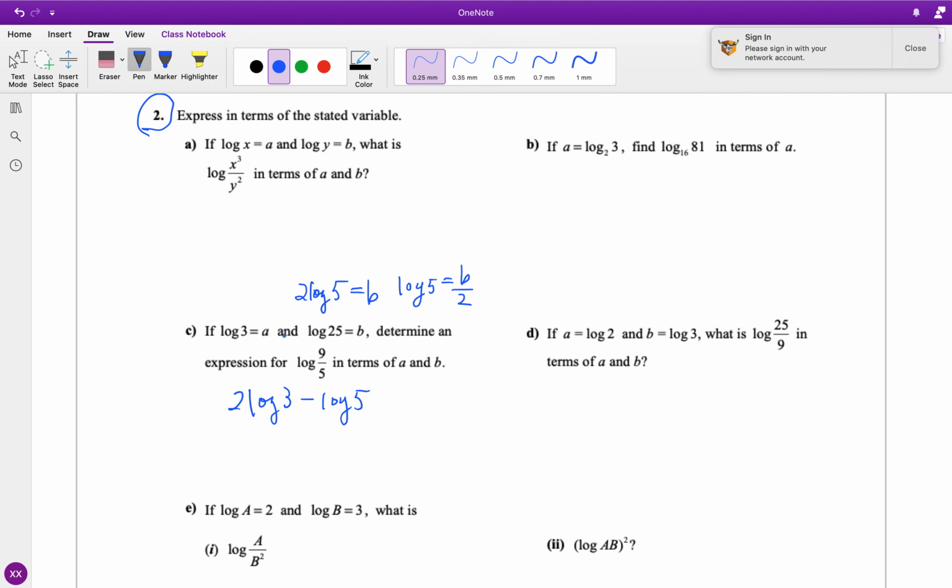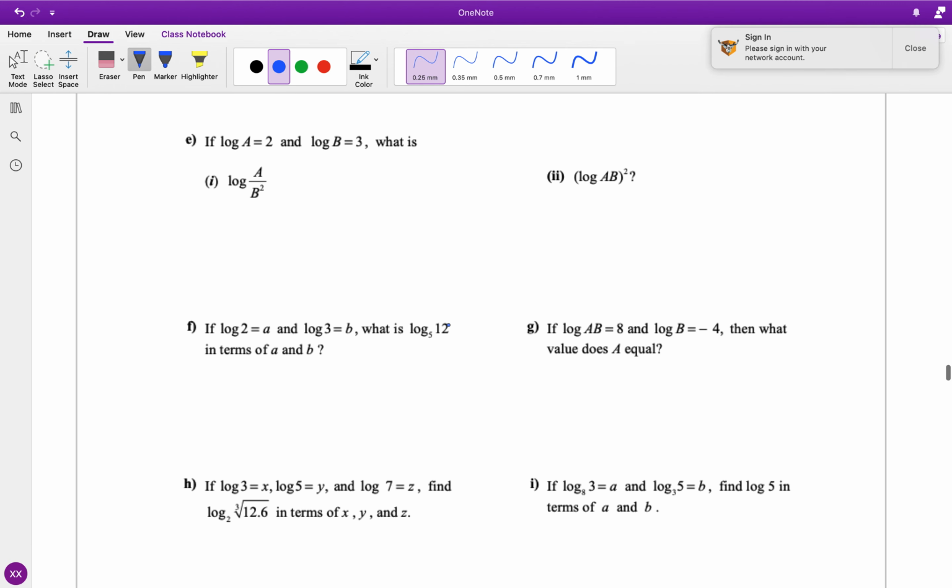So therefore log 9 is 2 log 3 and subtract log 5. Okay, well then here we go. 2 log 3 is 2A, and log 5 is B over 2, so it is 2A minus B over 2. And that is just the solution.